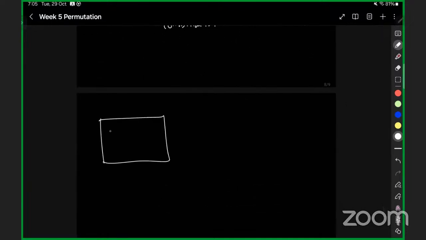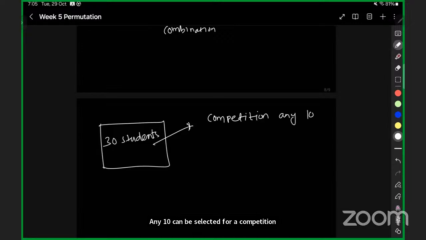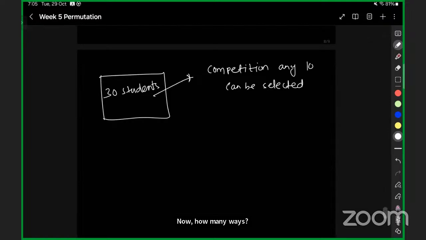Let's say you have 30 students in a class. For a competition, any 10 can be selected. Now, how many ways can they be selected? That is the question. How many ways can they be selected?